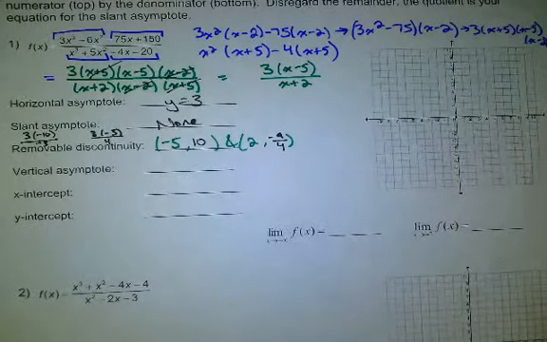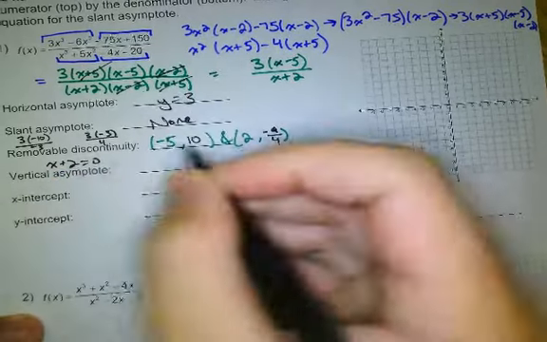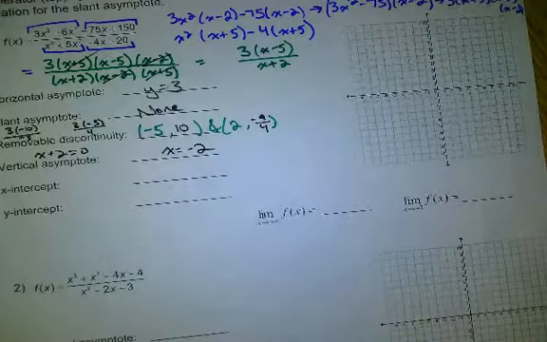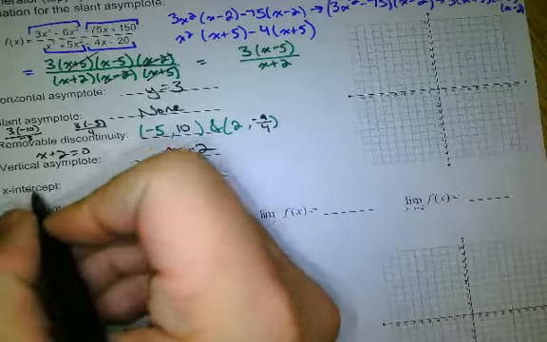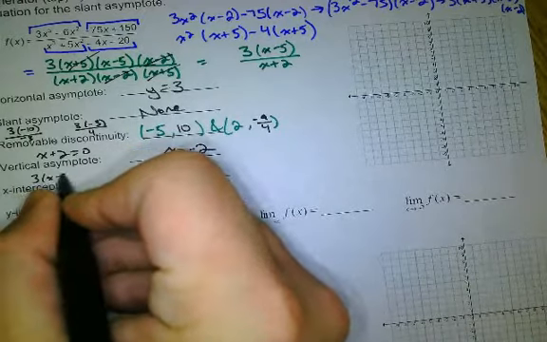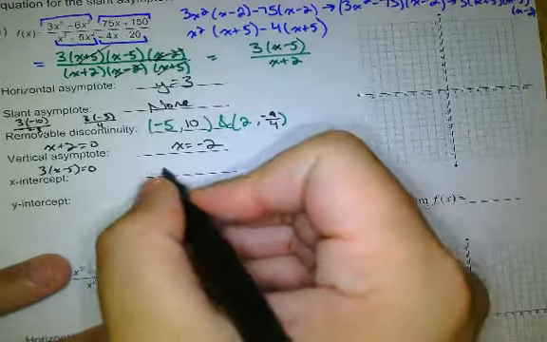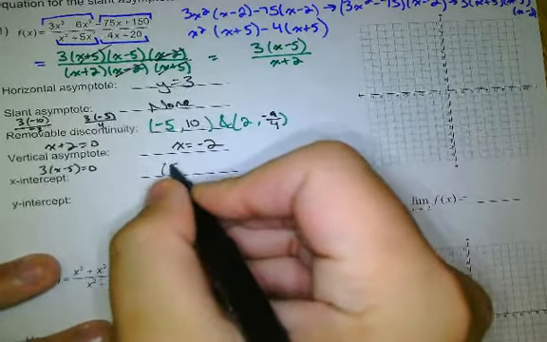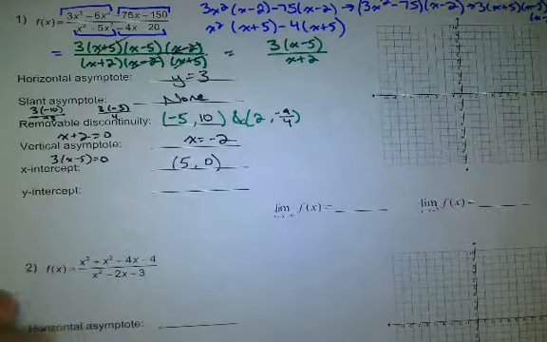Vertical asymptote. That's just set the bottom equal to 0. And what do you get when you set the bottom equal to 0? X equals negative 2. X-intercept is when you set the top equal to 0. Essentially set each factor equal to 0. What do you get? You get 5. No, if you write 5, I have to mark it wrong. It's 5 comma 0. Please take note of that. X-intercept is an actual point.